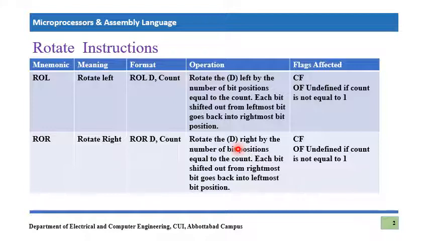And furthermore, the bit which comes out from the rightmost side goes back into the loop, or goes back to the leftmost bit of the D register. Like the previous instruction, this instruction can also affect some flags, which are mentioned in the last, fourth column. Okay, let's proceed to the next slide.